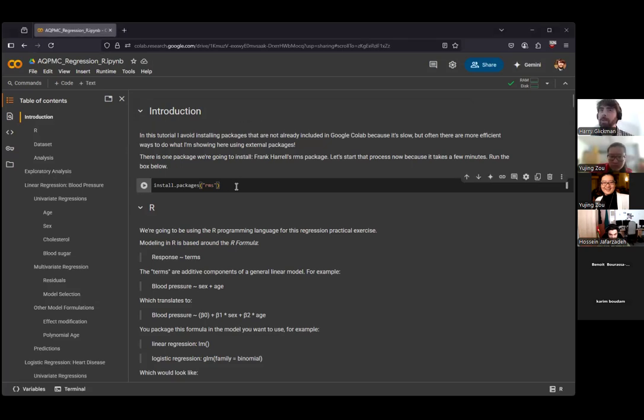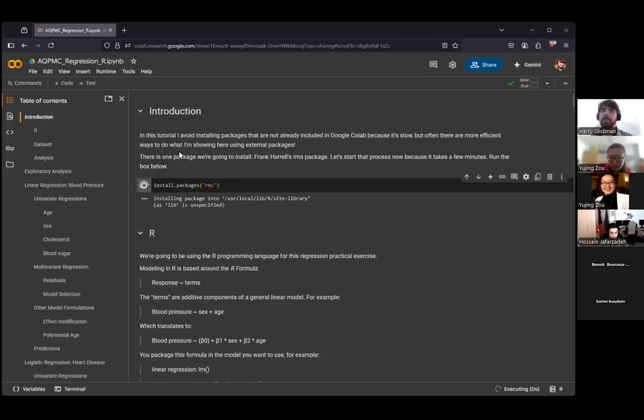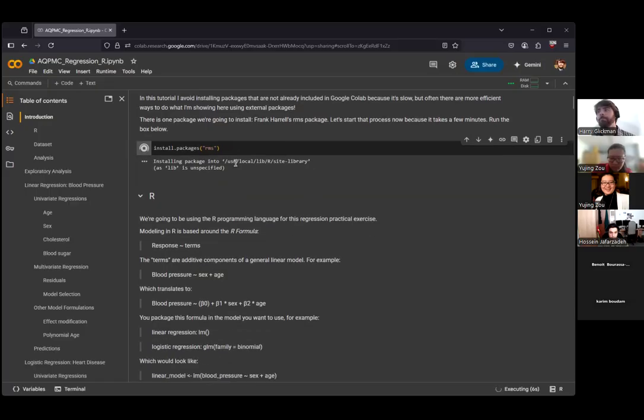There is one package we're going to use that's external to Google Colab, and it's Frank Harrell's package, who I talked a lot about yesterday, because he has some really good functionality for validation that I want to show you guys. So just run this box in your browser, and it'll take a couple of minutes, and then while I'm giving the introduction, it'll install that package for us. Takes about 3 minutes in my testing.